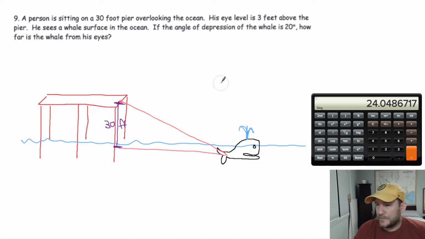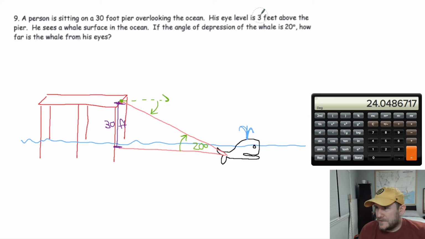Again, the angle of depression would actually be this angle that we measured downwards from horizontal. So if that angle is 20 degrees, well then the angle of elevation is 20 degrees. I can't think of a time when you'd really rather use the angle of depression. If you can use the angle of elevation, just do it. But it's asking us how far is the whale from his eyes. So instead of measuring across the ocean, measure from the dude's eyeballs down to the whale.